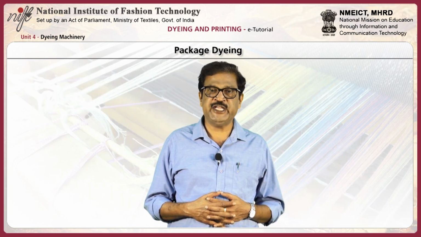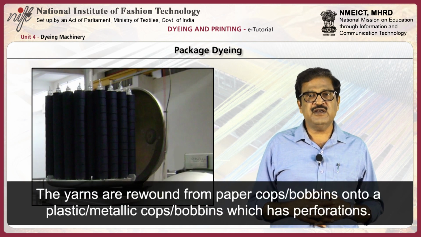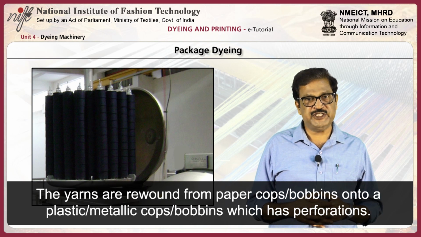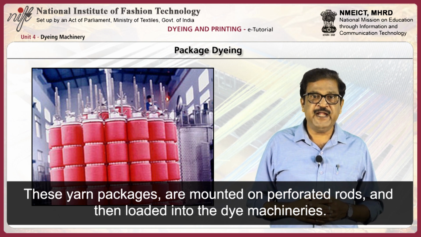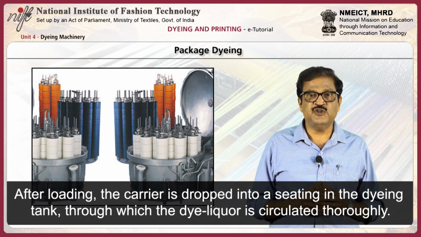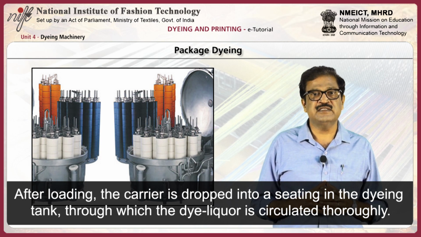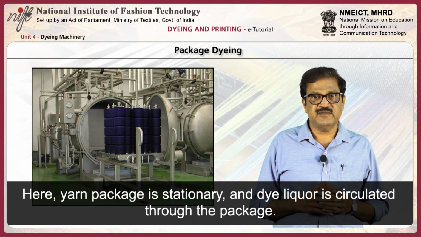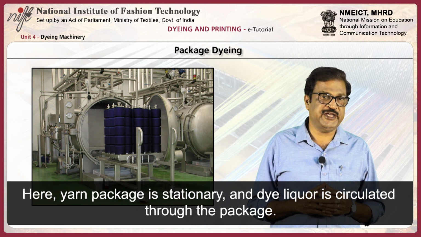Next, we will discuss package dyeing. In this method, yarns are dyed in package form. The yarns are rewound from paper cones or bobbins onto plastic or metallic cones or bobbins which have perforations. These yarn packages are mounted on perforated rods and then loaded into the dyeing machinery. After loading, the carrier is dropped into a seating in the dyeing tank through which the dye liquor is circulated thoroughly. Here, the yarn package is stationary and the dye liquor is circulated through the package.